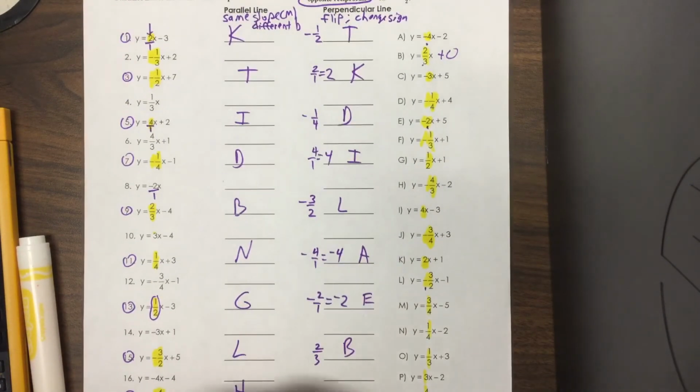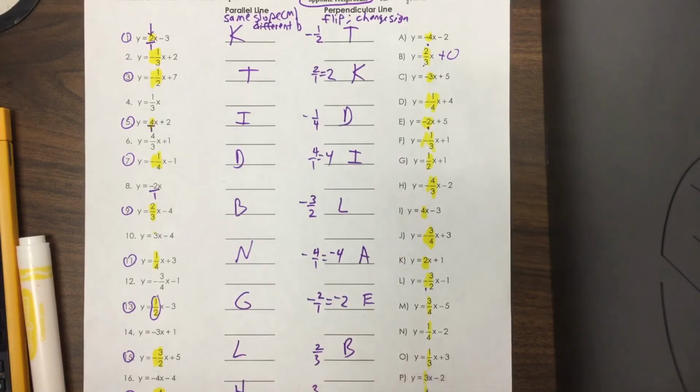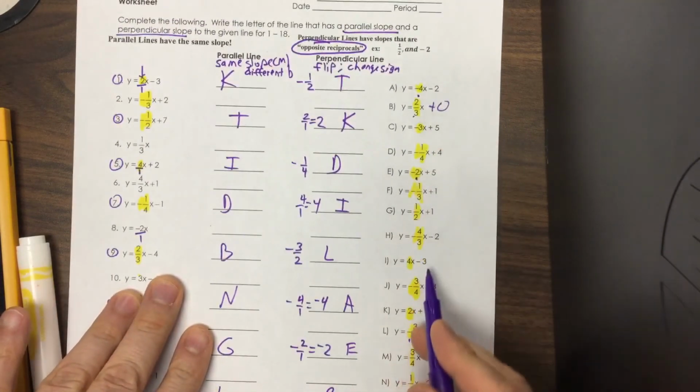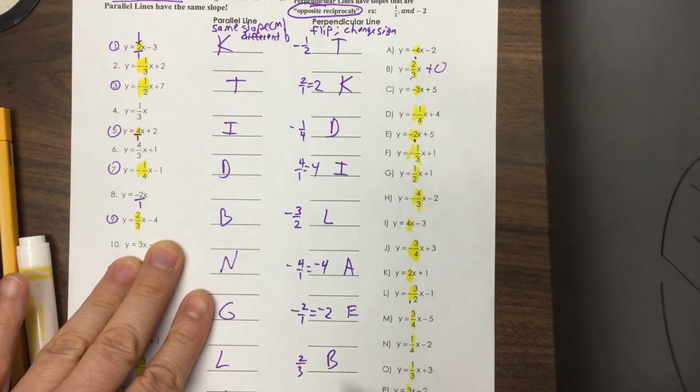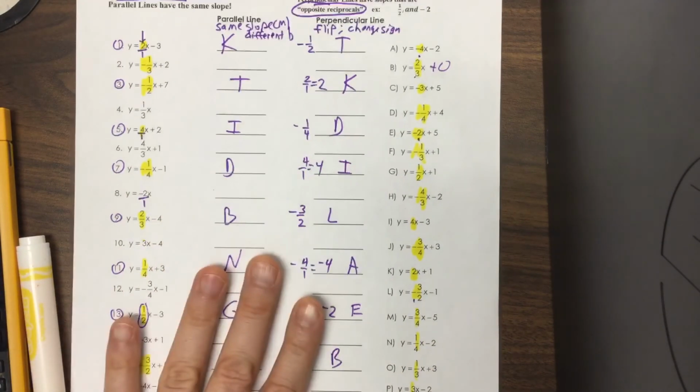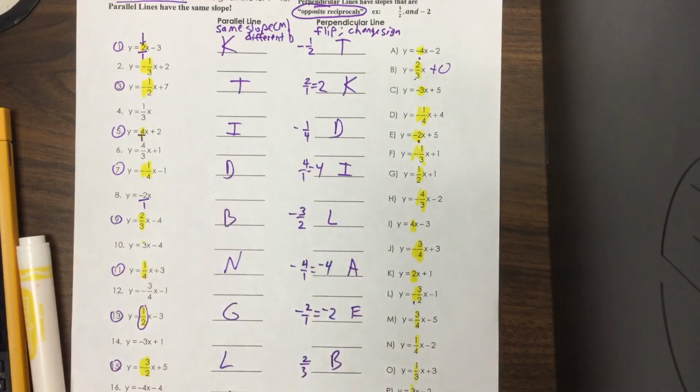Last one, -4 over 3 becomes positive 3 over 4. And let's look for it. That's negative, that doesn't count. There's positive 3 over 4, choice M. So, I hope this helped. Do the evens on your own and come in for tutoring if you have more questions.